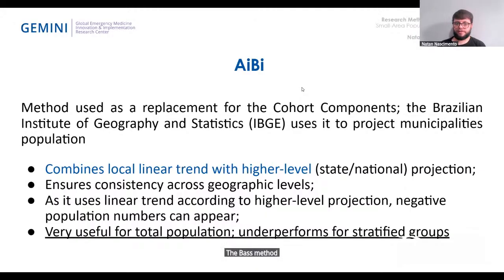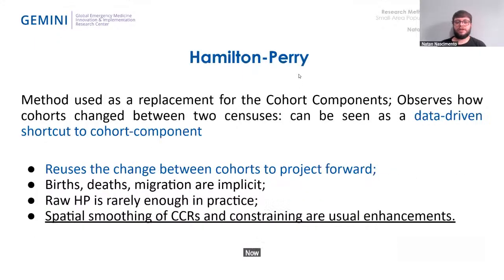The best method we have now that replaces the cohort components and can be used for stratified is the Hamilton-Perry. So this goes basically very similar to what the mathematical methods do, but it uses those two censuses that we have as different time points to project based on components that can be stratified. So it's more like a shortcut to cohort component. We don't need birth, death, or migration.